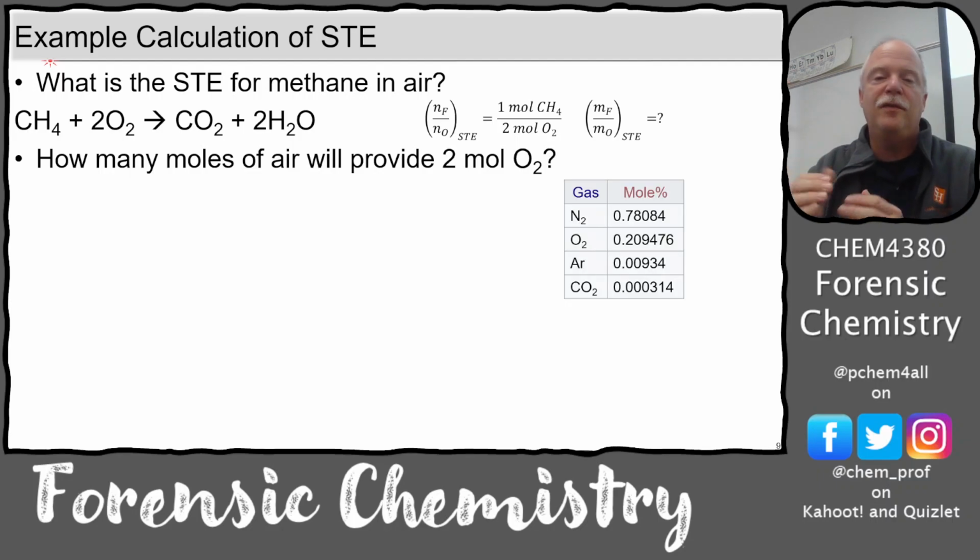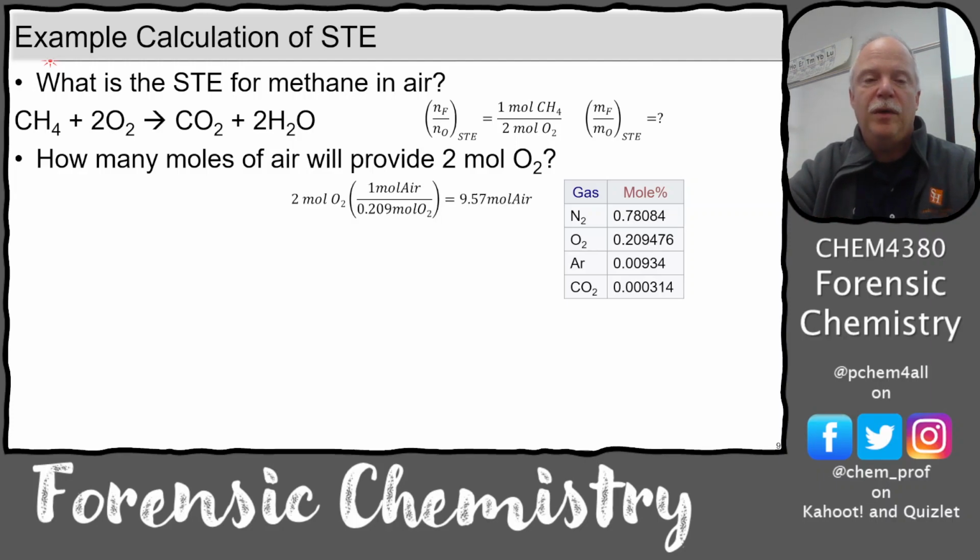So here's our atmospheric composition. In terms of a liter of atmosphere, it's 0.21 liters of oxygen. In terms of moles, if you've got 1 mole of the atmosphere, you've got 0.21 moles of oxygen. So that would be our conversion. So if we need 2 moles of oxygen, we get 0.209 moles of oxygen per mole of air. So that would be that many moles of air.